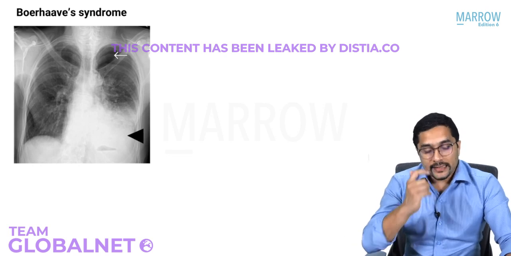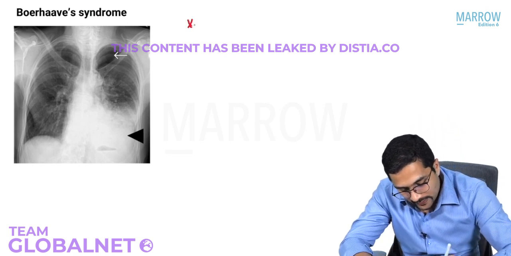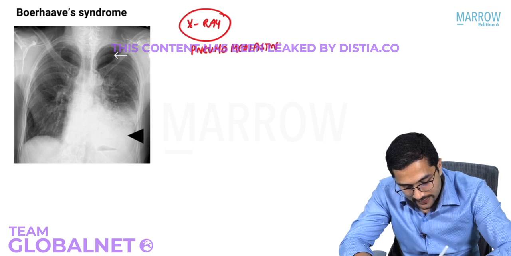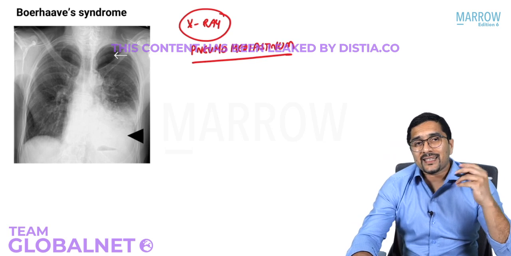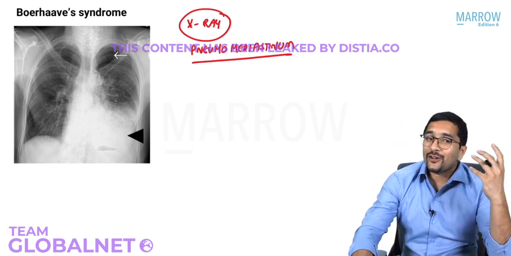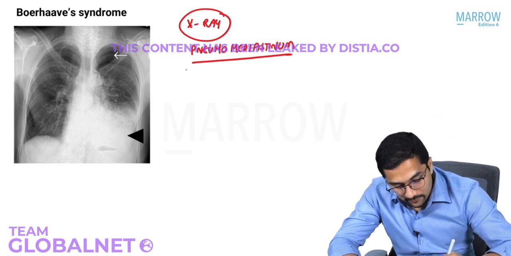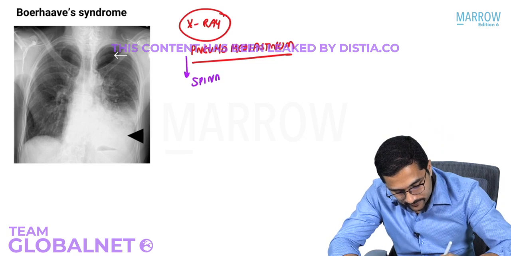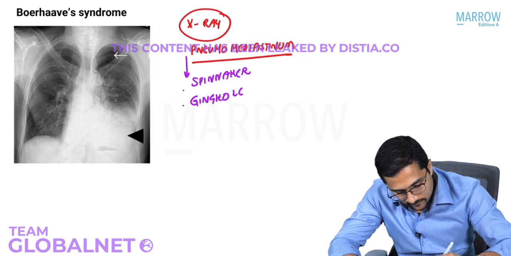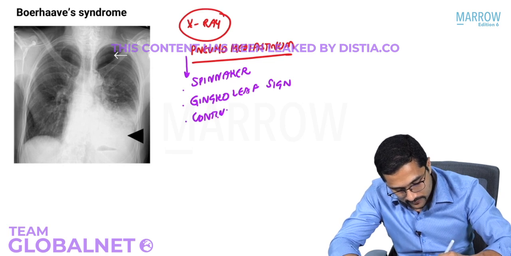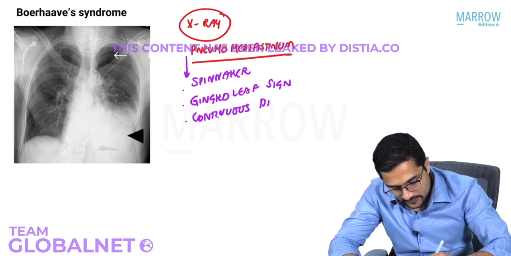Now, when we do an X-ray in these patients, you can get pneumomediastinum, which I told you is air in the mediastinal space. And there are certain signs of pneumomediastinum which Dr. Mayur has beautifully covered. So you can refer to his modules for the details regarding those signs. But the signs are Spinnaker sign, ginkgo leaf sign, and the continuous diaphragm sign.